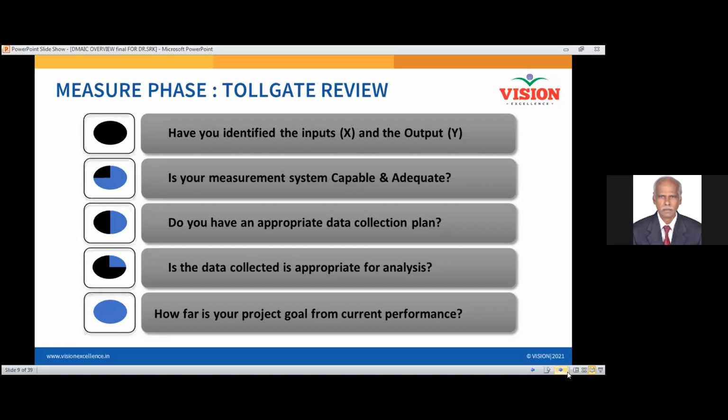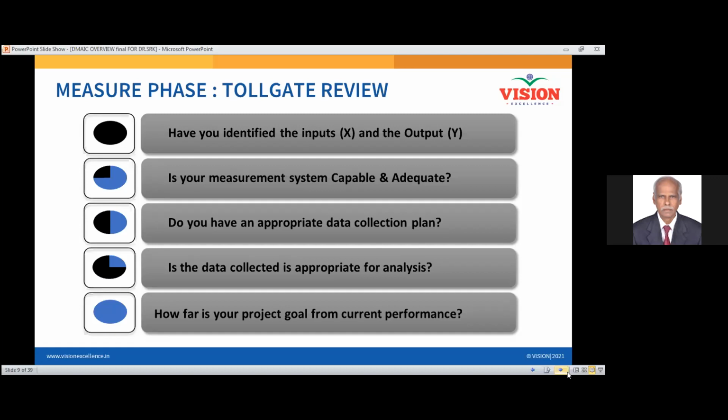Now, suppose in the define phase, I am saying that you are getting a profit of only 10 rupees. And then I am giving a project proposal saying that I am going to make it 20 rupees profit. That is what the define phase is.